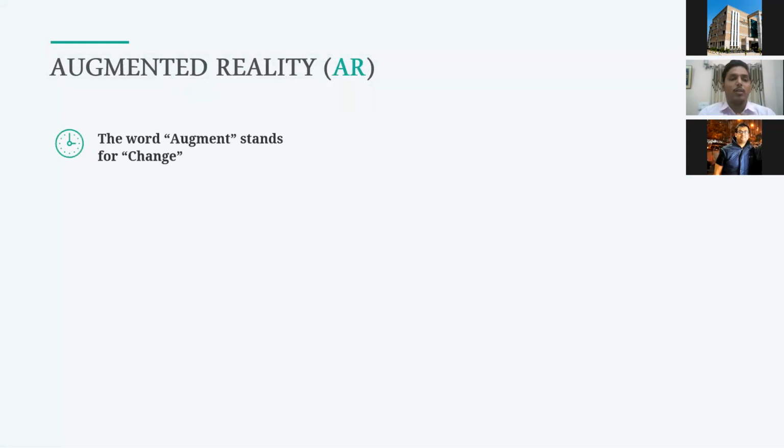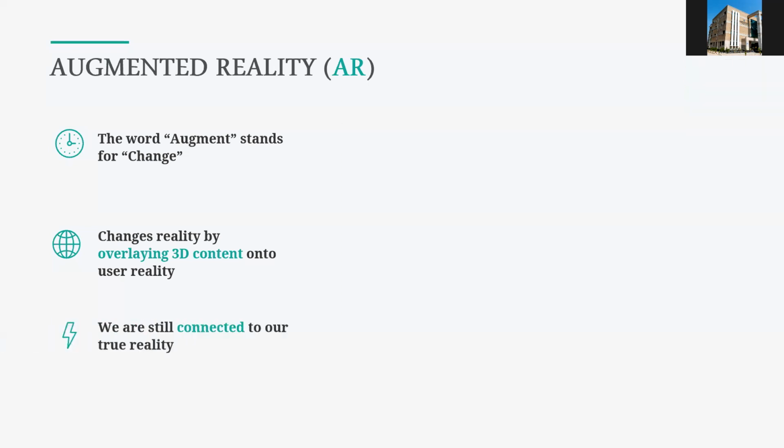Let's break it into its component words. Augment means change, and reality means the true reality. So with the help of augmented reality, we can change or alter the reality in which we are living. And how do we do that? We do that by overlaying 3D content onto it. A thing to keep in mind is that in AR, we are not disconnected from the world. We are still very much connected with our own surroundings.